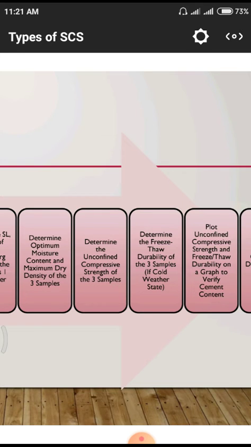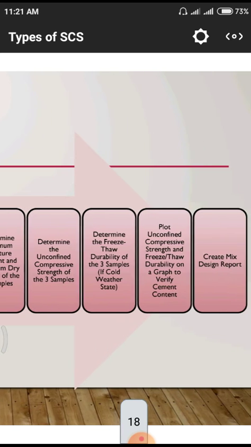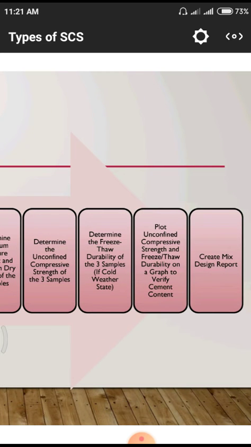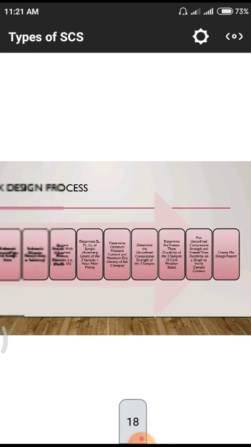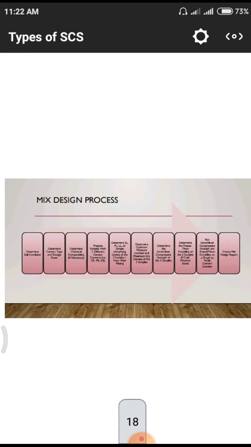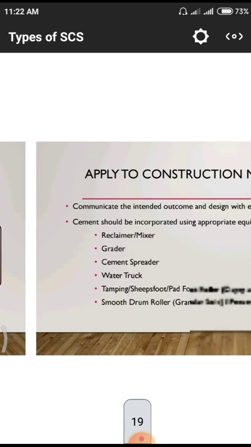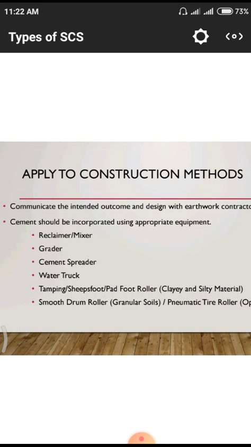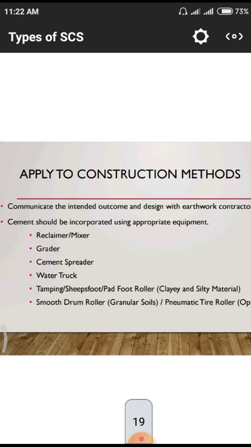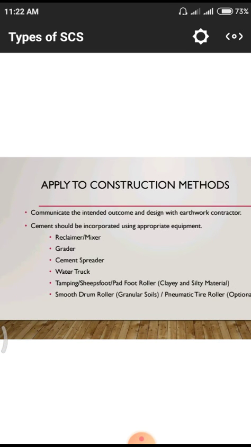Determine the freezing and thawing effects, and post utilities. After the completion of all those tests, then we have to go for this mix design process. And next one is how we have to apply these construction methods.